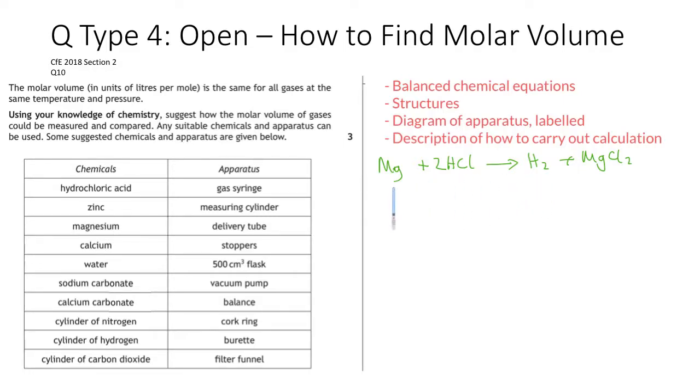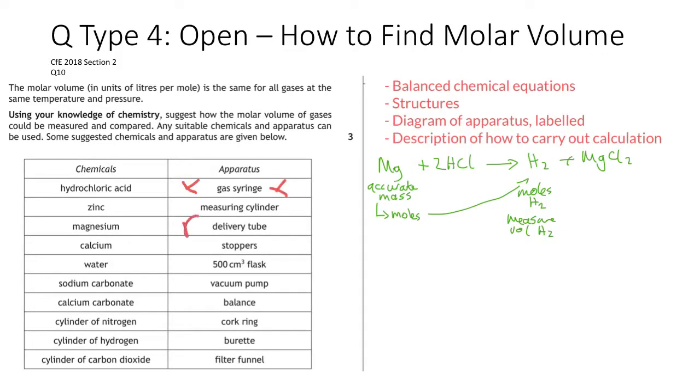And then I would be saying, well, if I know my moles of magnesium, I know how many moles of hydrogen should be produced. So in the experiment, I can measure the volume of hydrogen, I know the moles of hydrogen I should have, and from those two I can then scale up and say, if X many moles gives this volume, then 1 mole will be this volume. I could then draw a diagram using some of the apparatus here.